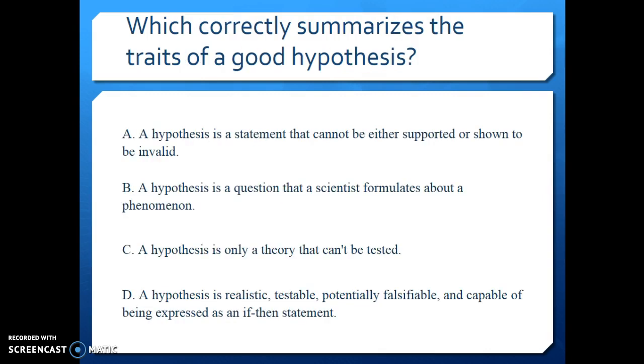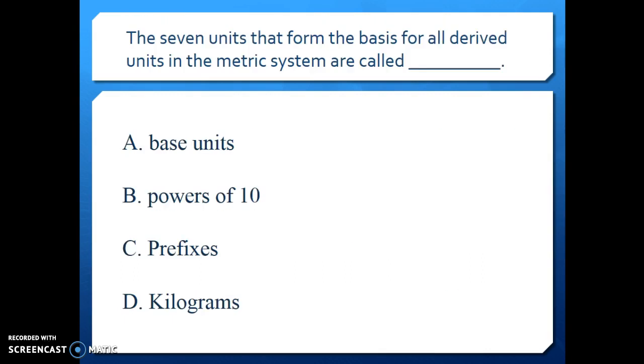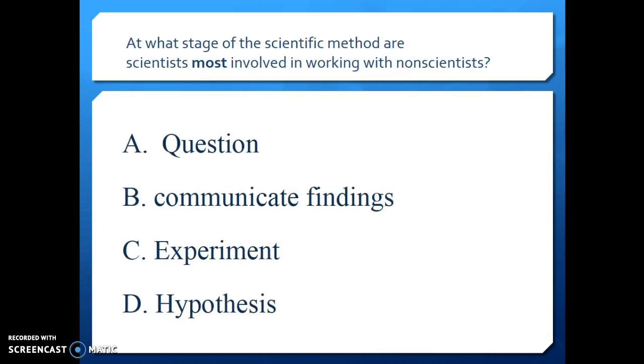Which best summarizes the traits of a good hypothesis? The 7 units that form the basis for all derived units in the metric system are called what? At what stage of the scientific method are scientists most involved in working with non-scientists?